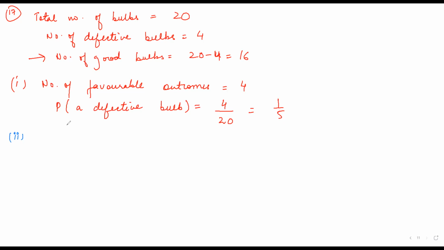Let's say in case one, the bulb which I picked out is a good bulb. Now, and is not replaced. So that means this bulb I have already picked out. So this is like now kept aside. Okay. So how many bulbs are remaining now?